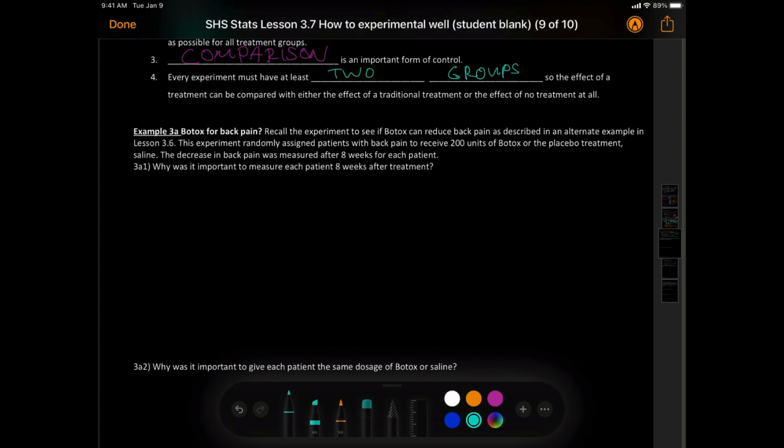Recall the experiment to see if Botox can reduce back pain as described in an alternative example in lesson 3.6. This experiment randomly assigned patients with back pain to receive 200 units of Botox or the placebo treatment. Remember, placebo, my word is that it's a fake. It's not the real thing, which is saline, which is like salt water, which is like nothing. The decrease in back pain was measured after 8 weeks for each patient. Why was it important to measure each patient 8 weeks after the treatment?